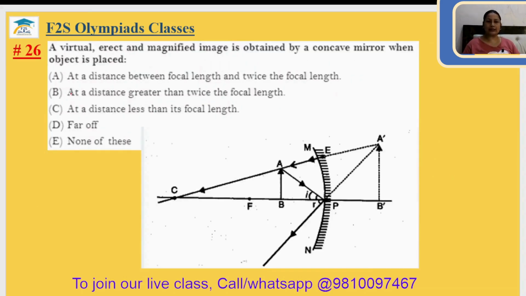Question number 26. A virtual, erect and magnified image is obtained by a concave mirror. So by a concave mirror, you can see we have solved this in the 23rd question also. If the object is placed between focus and pole, it will be magnified and erect. The same question is again asked in other language. So what will be your answer? The 26th answer will be at a distance less than the focal length. So option C. The 26th answer is option C.